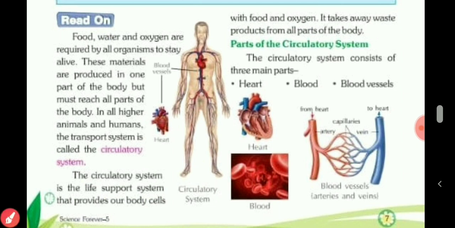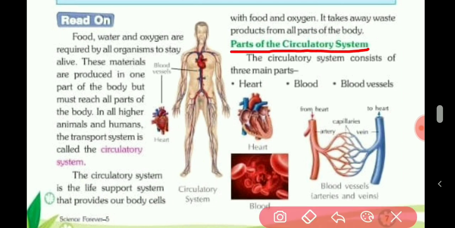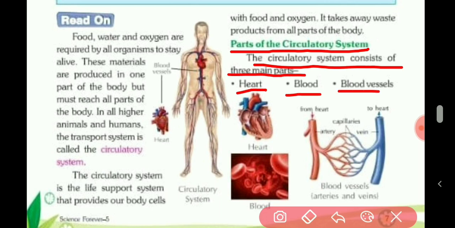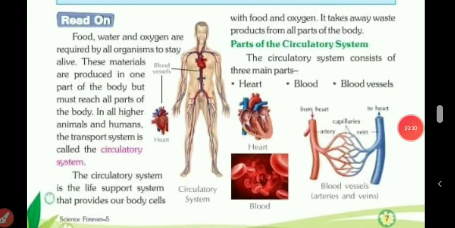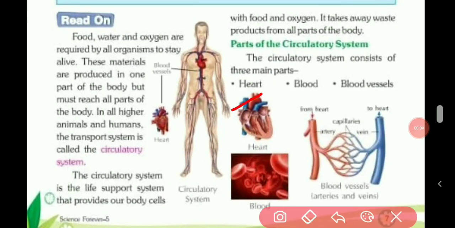The second topic is parts of the circulatory system. So there are three main parts of the circulatory system. First one is heart, second blood, third is blood vessels. So here is the diagram given. First one, this is heart, this is blood, and these are blood vessels.